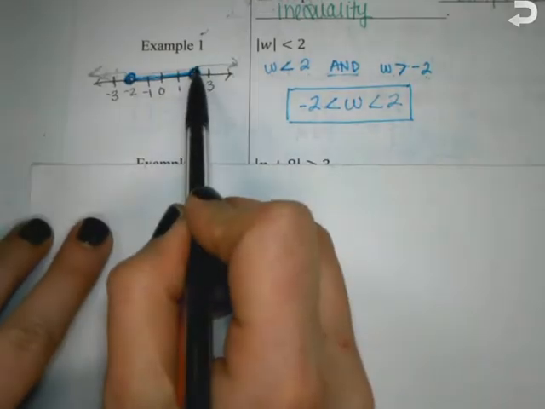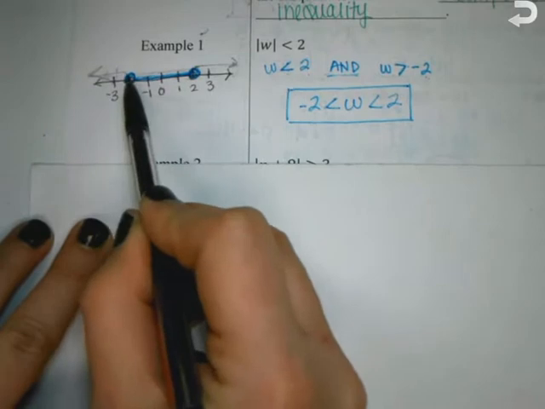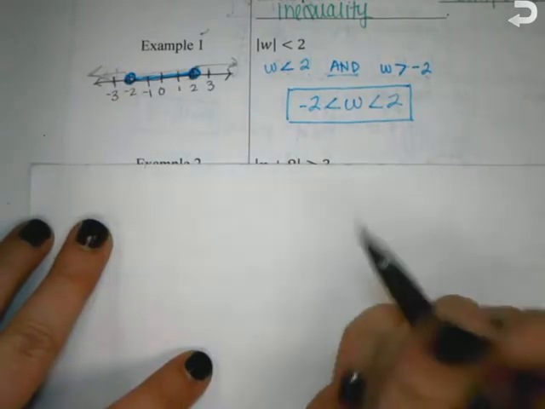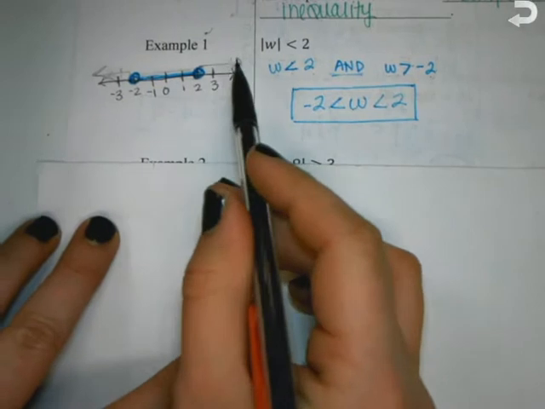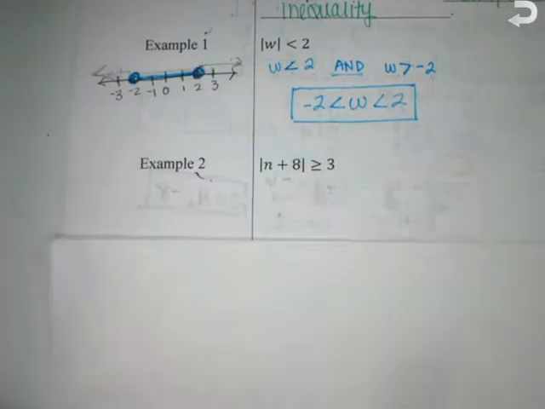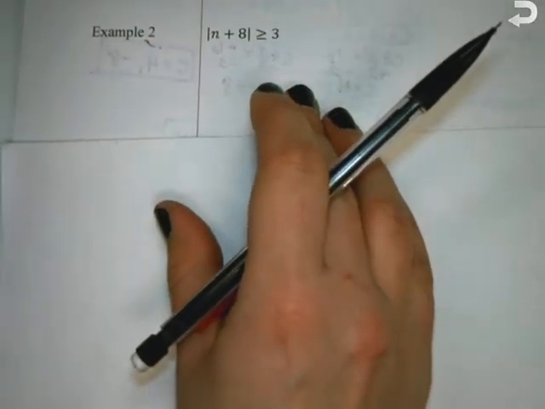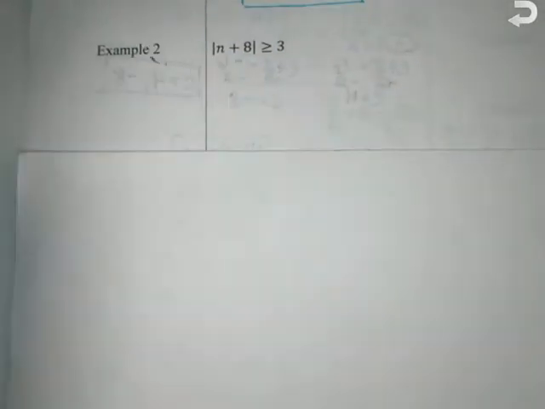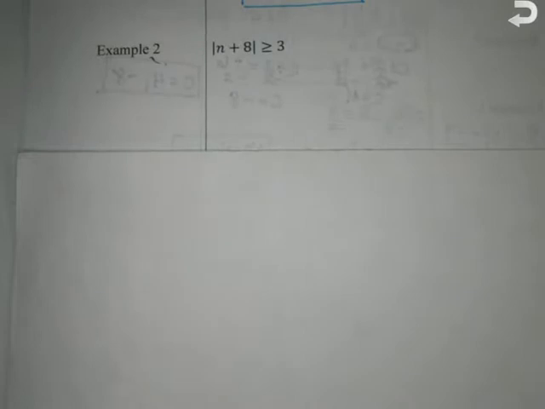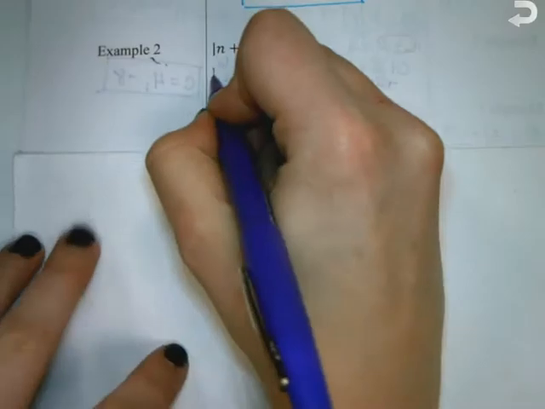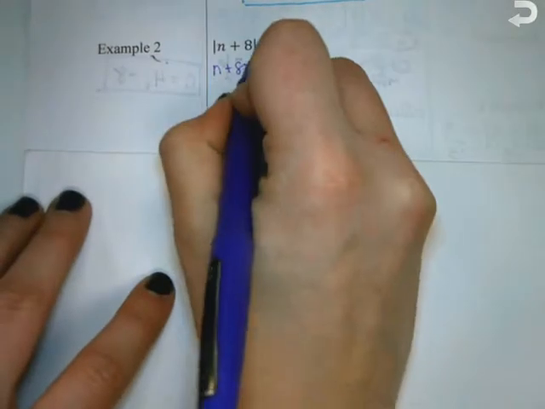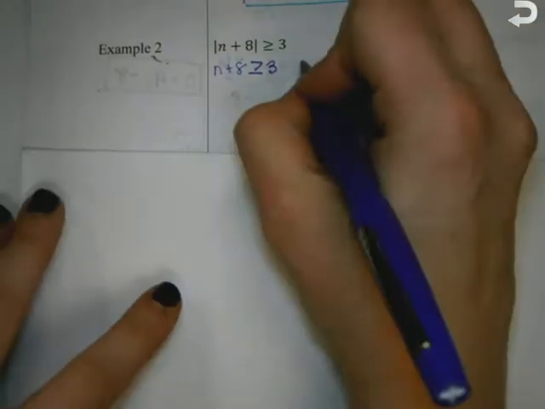Okay. Let's try one with or. Example 2. Absolute value of n plus 8 is greater than or equal to positive 3. Is my absolute value by itself? Yes. So I can take the inside, n plus 8, and set it greater than or equal to 3. Great. Or n plus 8 is less than or equal to -3. So I changed the sign of my answer, which means I have to flip the sign, right?